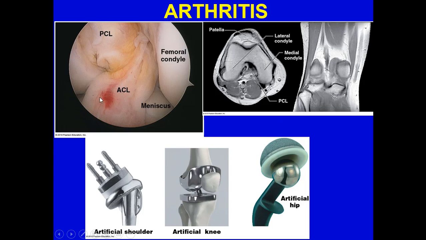Here is the ACL, here's the meniscus, here's the PCL, here's the femoral condyle. This is because they were taking a look at this via an arthroscope. Here is an MRI, and you can see the damage that's caused to the structures here. You have the lateral condyle here, the medial condyle here, the patella. And the nice thing about MRIs is that you can take small slices to examine the detail of damage to tissues, etc. Here are some examples of an artificial shoulder, knee, and artificial hip. Okay?